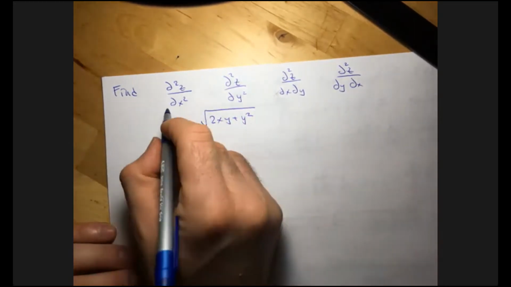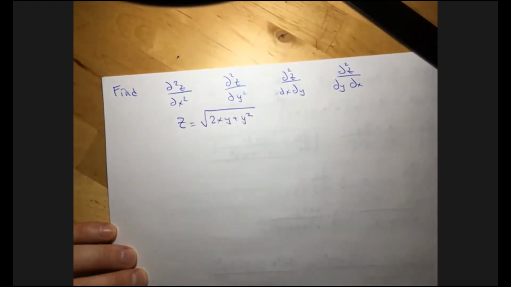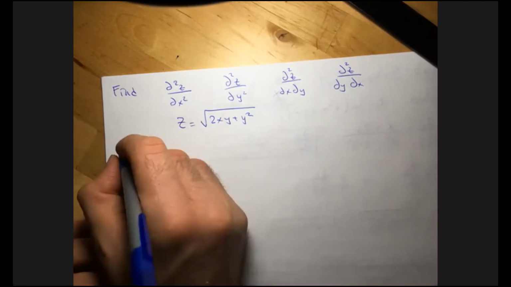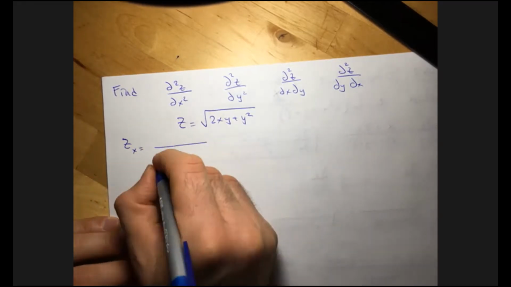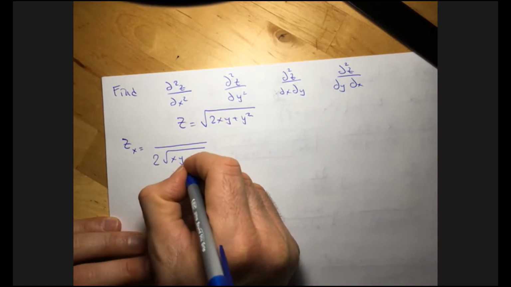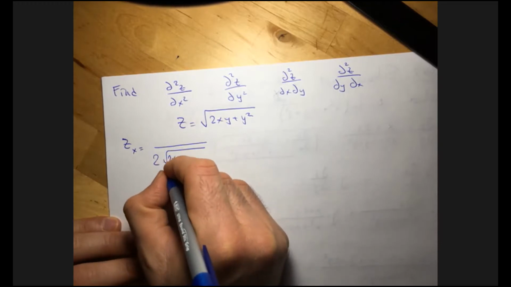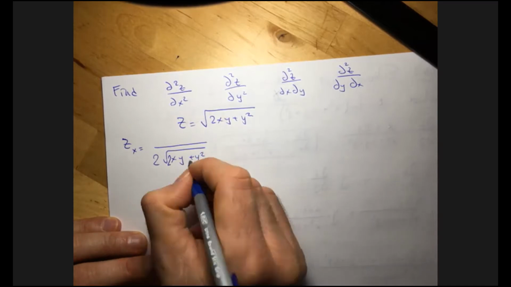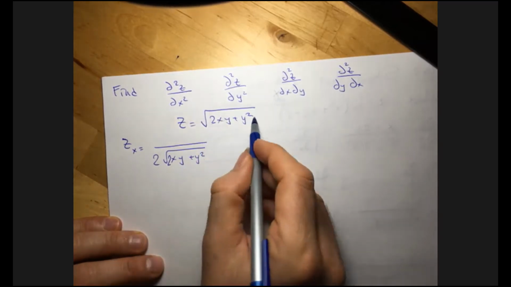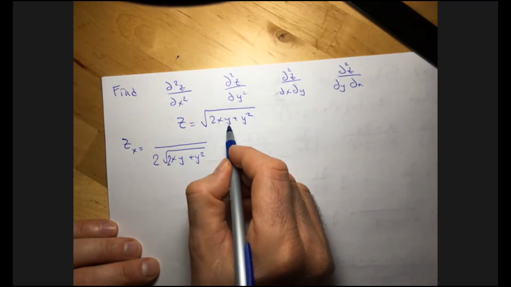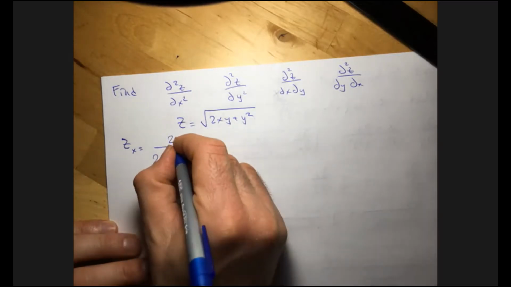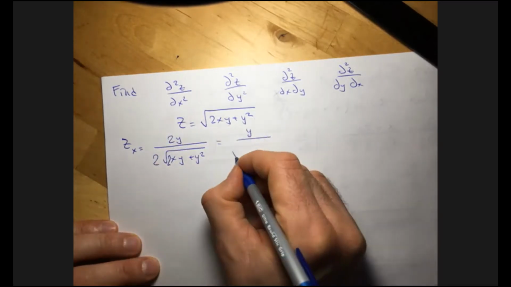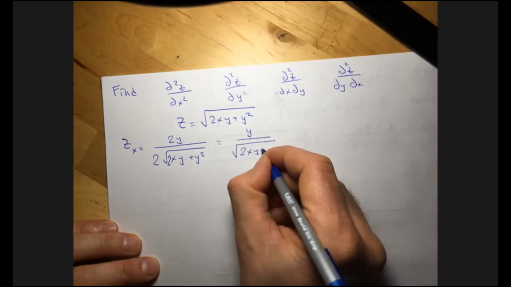Okay, so in order to get to here, what do I need to do? I need to get to the first order partial derivative. So partial z, partial x is equal to 1 over 2 times the square root of 2xy plus y squared, right? Times the derivative of what's inside the root with respect to x. This term doesn't depend on x, so its derivative is 0 with respect to x, and here I have just 2y. So that's y over the square root of 2xy plus y squared.